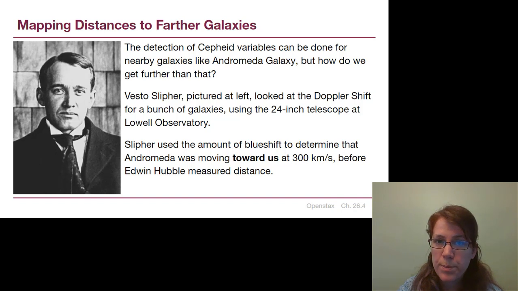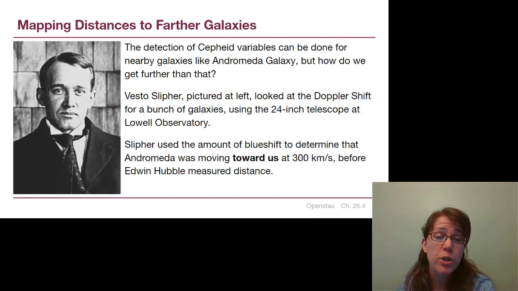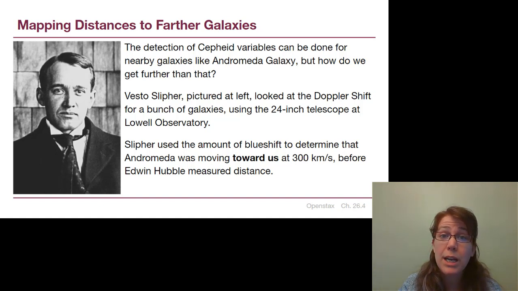Okay, so the last couple of slides are helping us to get a sense of larger scale distances. Now, Cepheid variables helped us get the distance to Andromeda, but that's in our local group. For further away galaxies, they're too far away to be able to find a Cepheid variable in the light that we're receiving from the galaxies. Instead, we can look at their Doppler shift. So yet again, another way that Doppler shift is used in astronomy to help us figure things out.